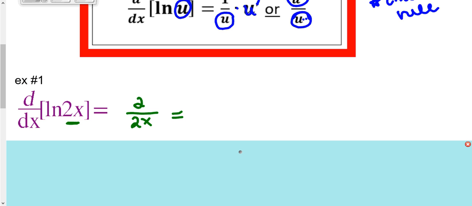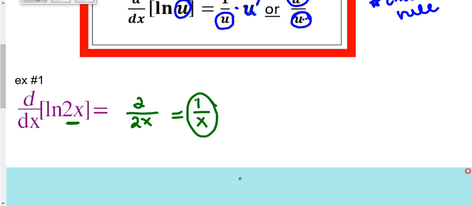Now we can simplify this. There's a 2 on the top and bottom, so we can divide those. We'd have a 1 left on the top and an x on the bottom. Which actually simplifies out to the same thing as ln x, but we go through that process anyways.